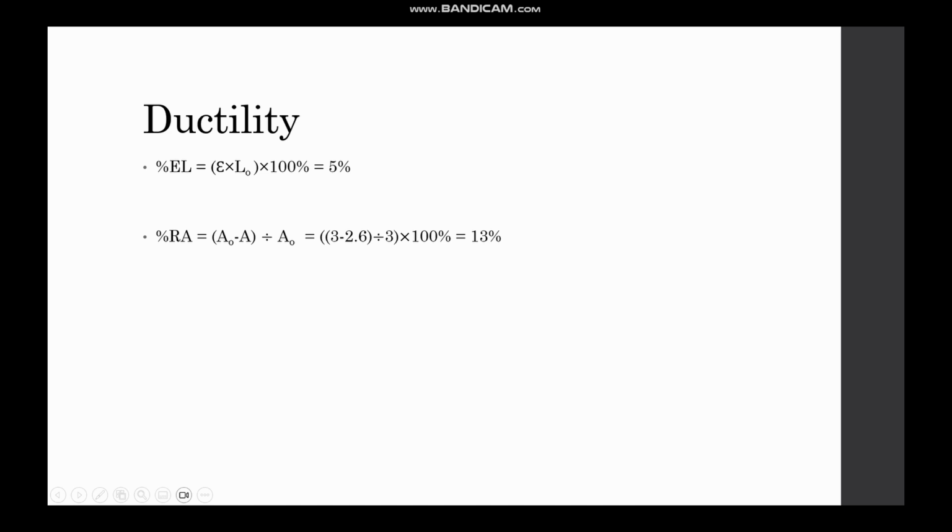Ductility, we have the percent elongation and the percent reduction of area. For the percent elongation of magnesium, it's around 5%. For the percent reduction of area, we have the original area minus the final area divided by the original area. Multiply that by 100% and it's going to be around 13% for magnesium.